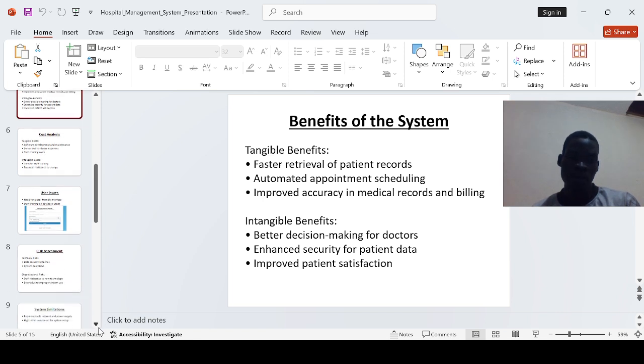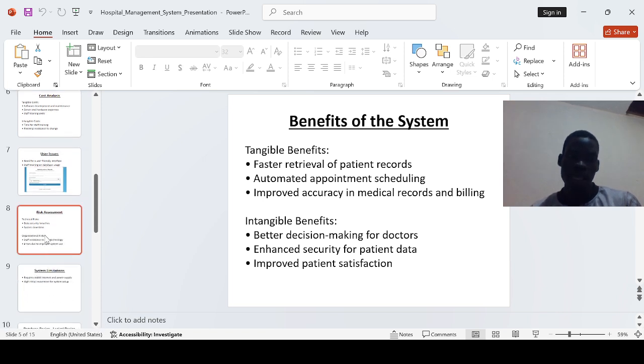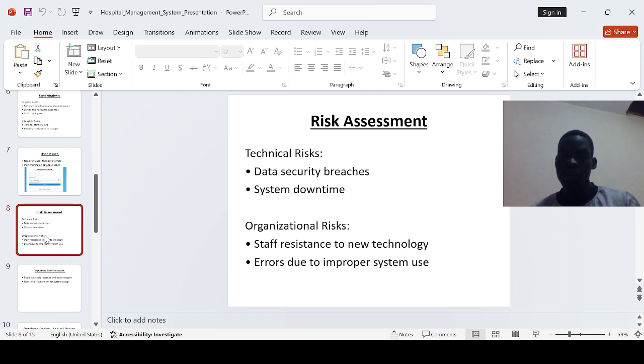We also have, in slide 8, what we call the risk assessment of the system. The system can also have some risks or problems associated with it. We can have technical risk, where there are data security breaches. The data security breaches could arise due to hacking. The system is digitalized and works via internet. Therefore, it can be hacked at one point or the other.